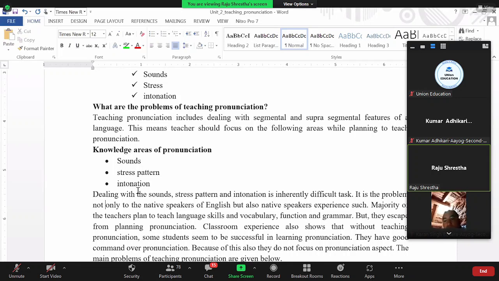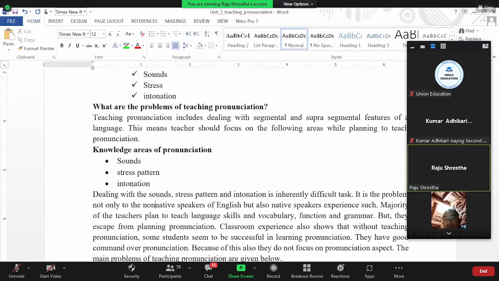It is a problem not only for non-native speakers of English, but even native speakers feel it is difficult. These are inherently difficult aspects of the English language. So the majority of teachers plan to teach language skills and vocabulary, function and grammar. Yes, we plan for language function, grammar, vocabulary, listening, speaking, reading, writing, but we very rarely try to teach pronunciation.